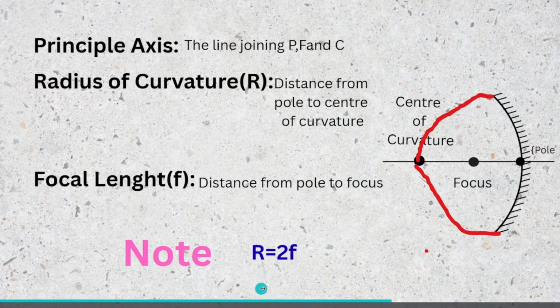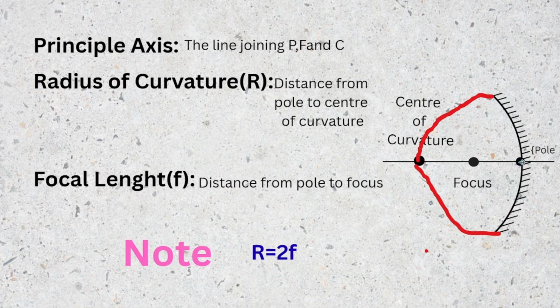Here the important concept is R equal to 2F. The distance from pole to center of curvature is double the distance from pole to focus. In the NCERT we have R approximately equal to 2F.